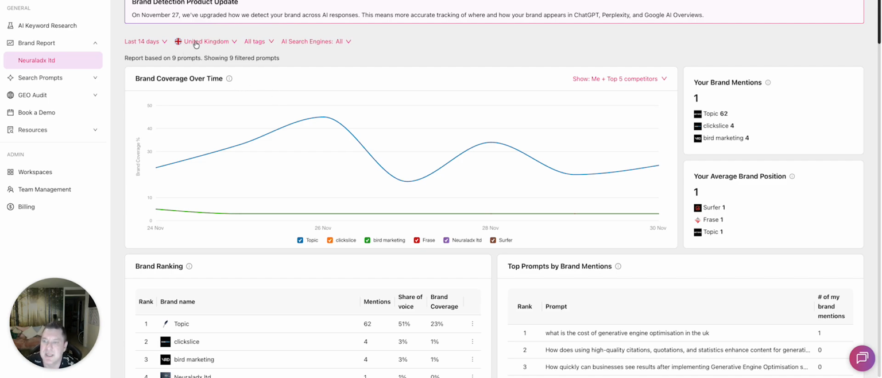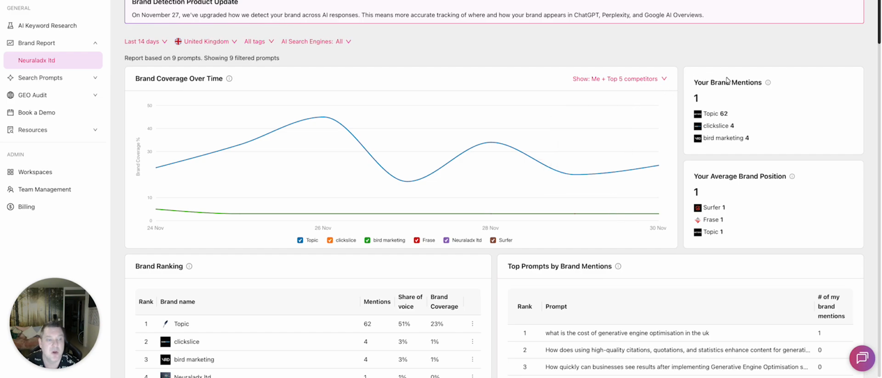So just explaining here, these prompts are located in the United Kingdom and they are in relation to the following 4 AI platforms. So you've got ChatGPT, Google AI Overview, Perplexity, and Microsoft Co-Pilot. Then what you can see down the bottom here is you can see our 5 main competitors. So in the generative engine optimization business, we have a company called Topic, ClickSlice, Bird Marketing, Phrase, and Surfer. And then, of course, ourselves, Neuraladx, that are the sort of main competitors in the field.